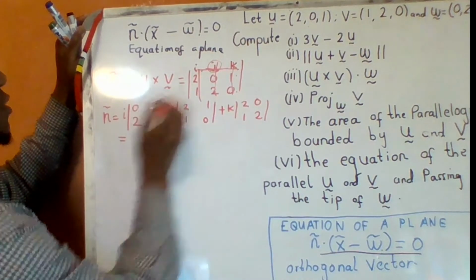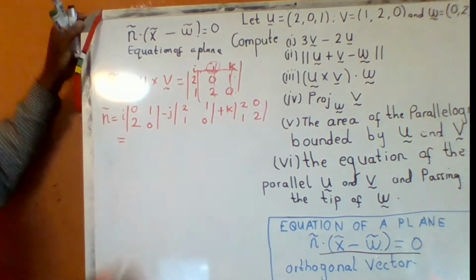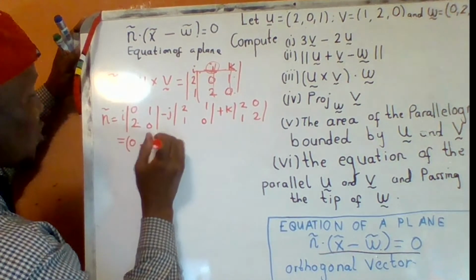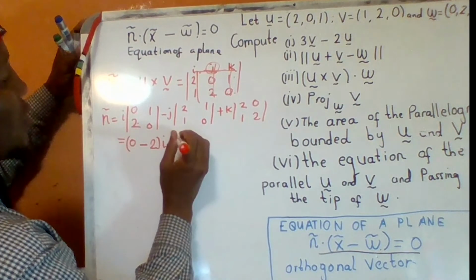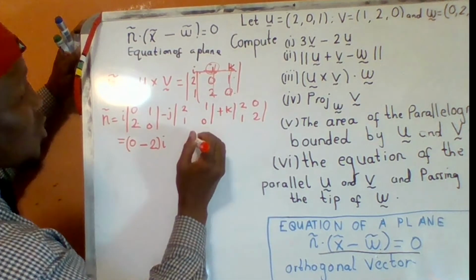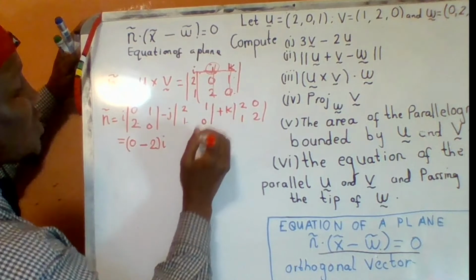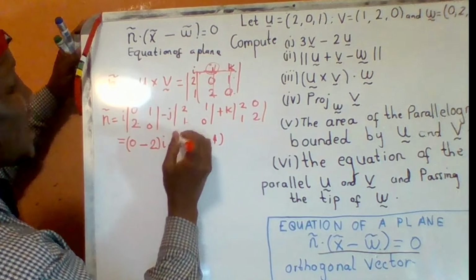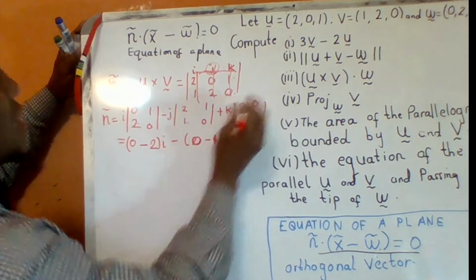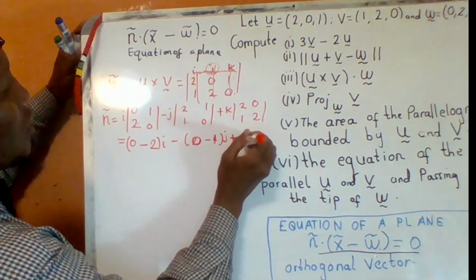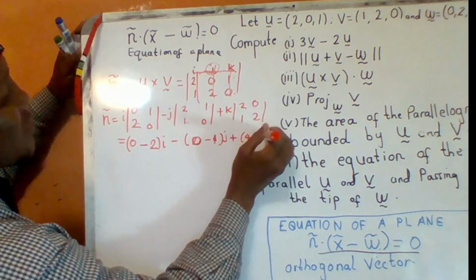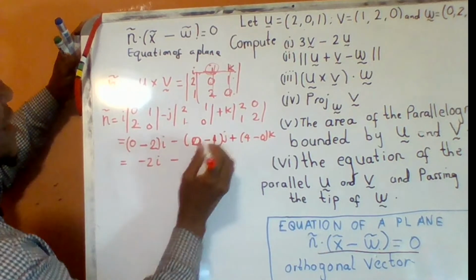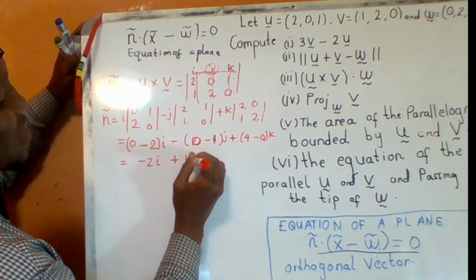2 times 0 equals 0, minus 1 times 1 equals 1. Now this is j, minus j. Now we'll go for the last one. So this is going to be 2 times 2 equals 4, and then minus 1 times 0 equals 0. So this is k. So this time I say negative 2i plus 1j plus 4k. So this is a normal vector. In other words, you can say this is negative 2, 1, and 4, which you got in the previous question too, which is u cross v. So we got that one.